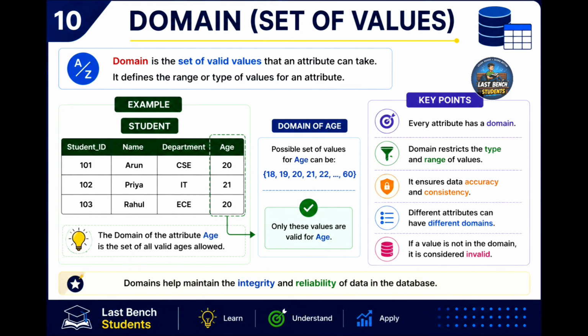A domain is the set of valid values that an attribute can accept. It defines the type and range of values allowed for a particular attribute. For example, the age attribute may allow values from 18 to 60 only. Any value outside this range is considered invalid, helping maintain data accuracy and consistency.